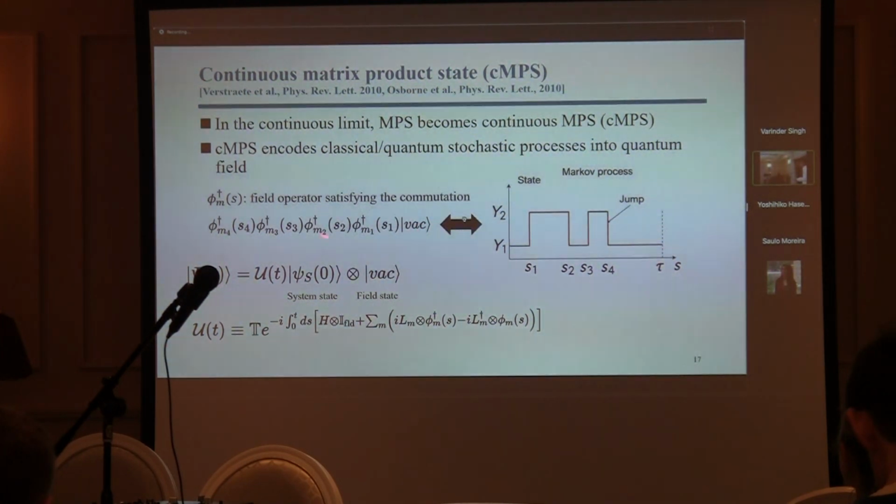This is a vacuum state, and by using the field operator satisfying the commutation relationship, we can create a particle in this vacuum state. And the CMPS can be represented by this expression. So this is a field state, this is a system state. And by applying this operator to this state, we can obtain CMPS. So CMPS includes all the information about the continuous measurement, including both the main system and jump records.